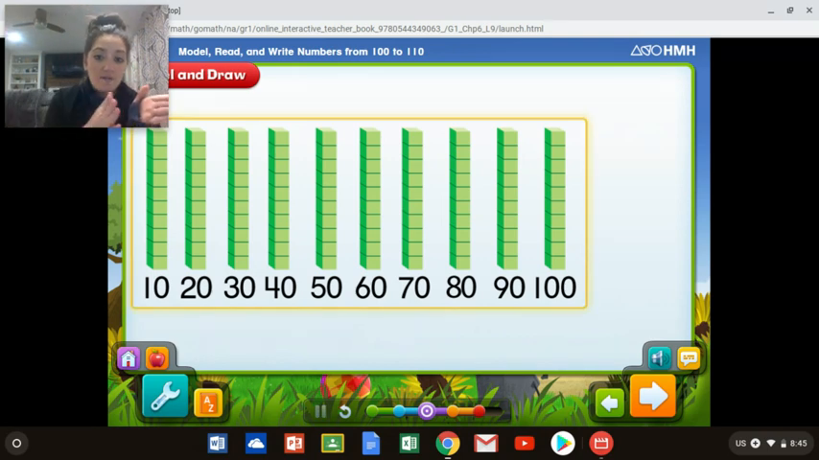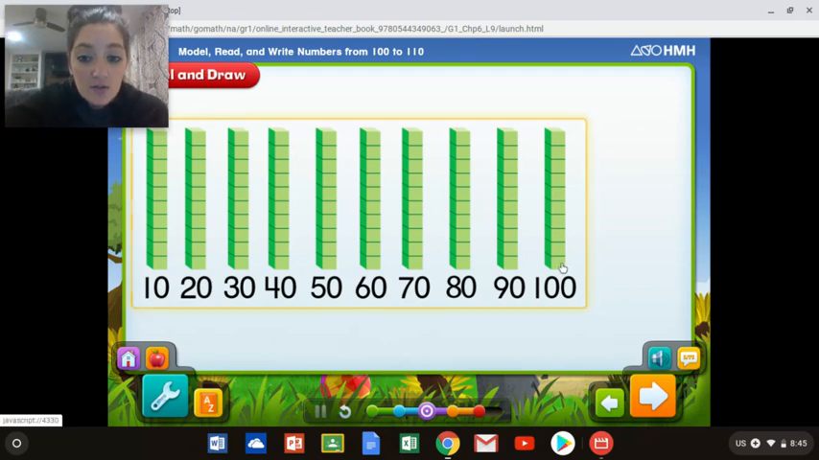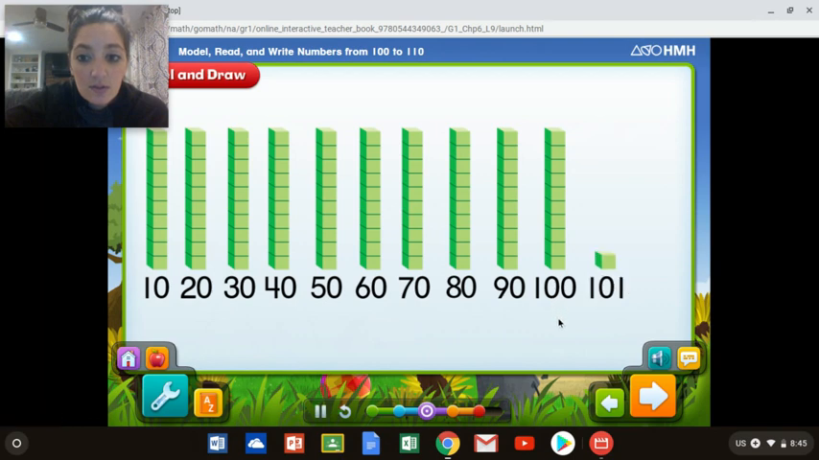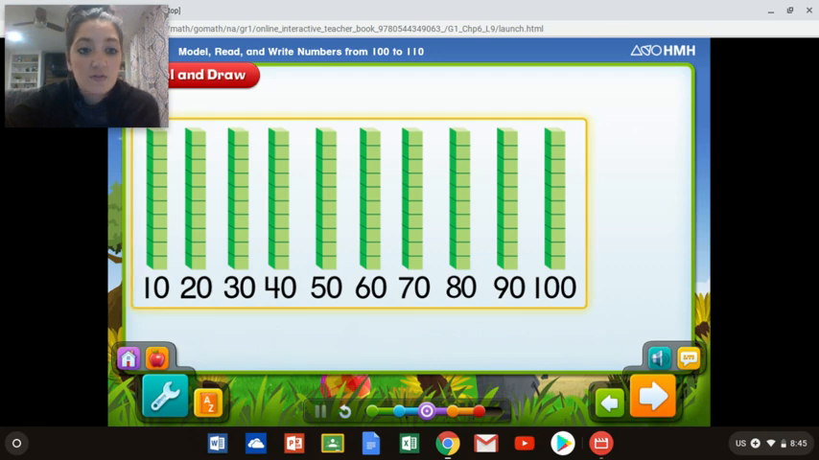So I have 10 tens to equal 100. Now we need to know what is 1 more than 100. 101. Click to show the number that is the same as 10 tens and 10 more. 10 tens equals 100. So now we have 10 tens.